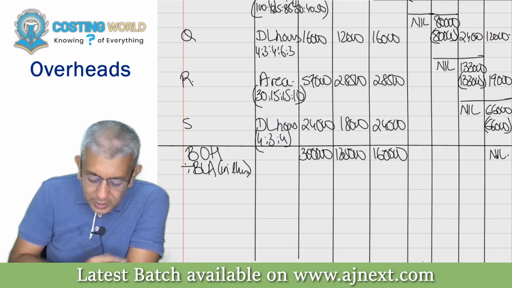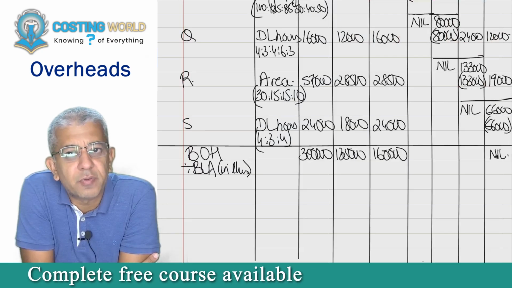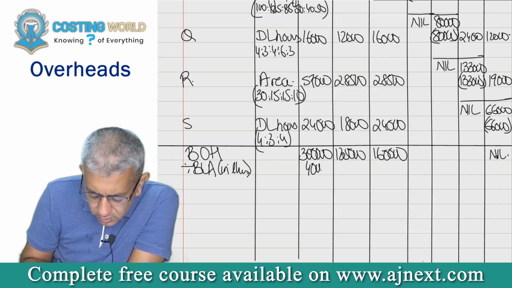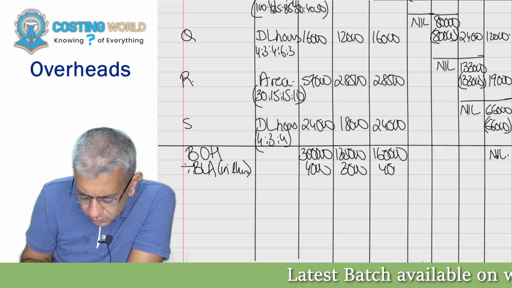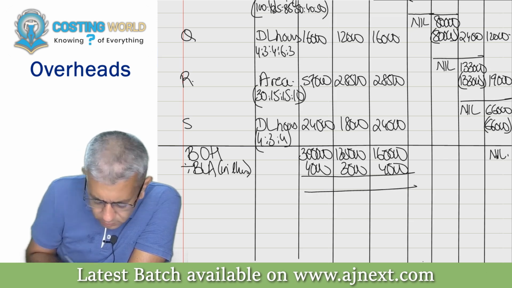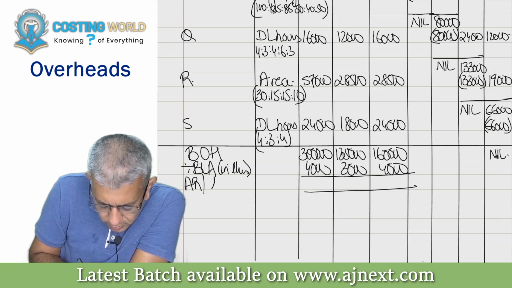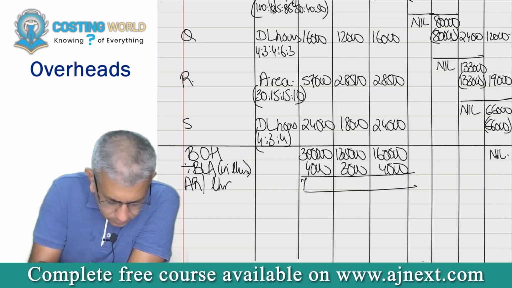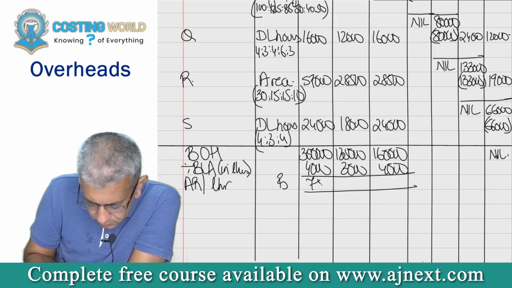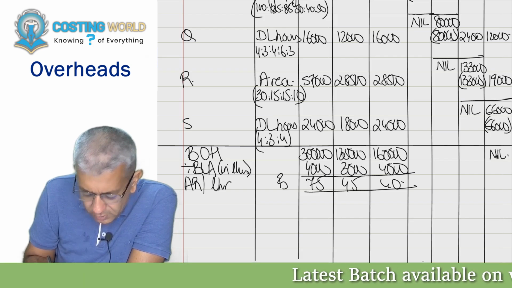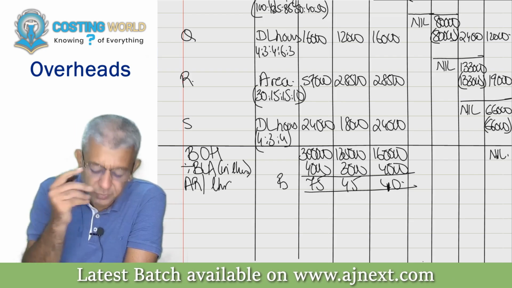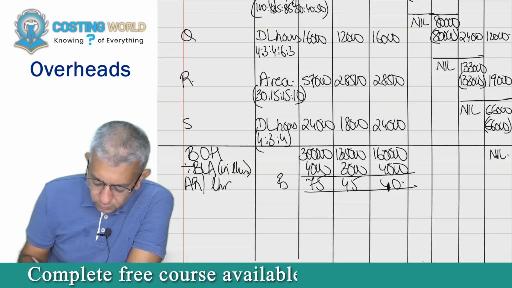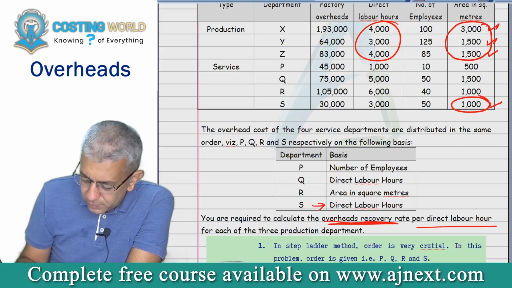tell me, in department X, how many labor hours we are going to be working? 4,000, 3,000, 4,000. This is absorption rate per labor hour. $75, 45, 40. Done, sir. Now, this job is altogether done.